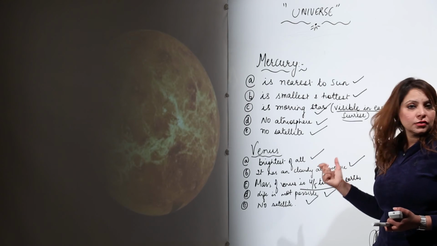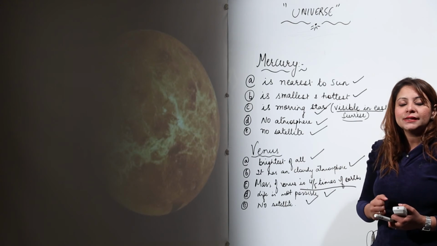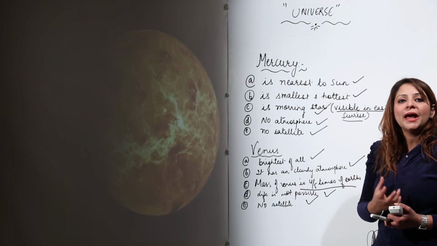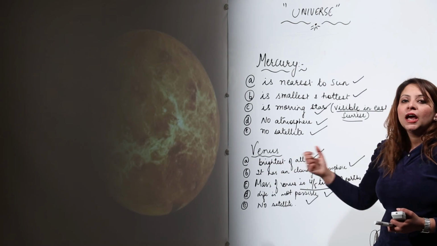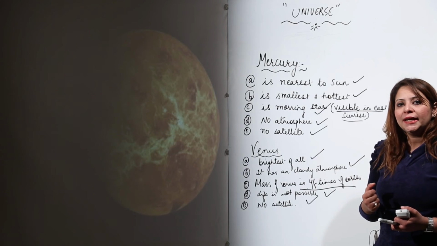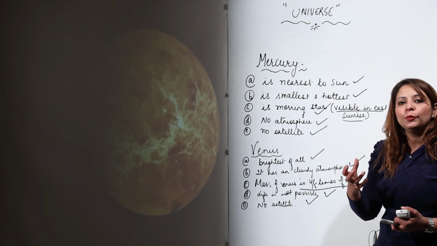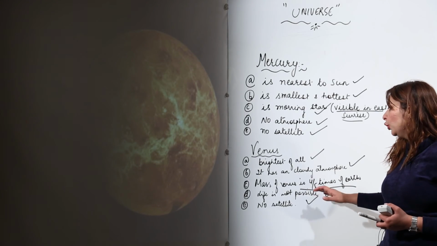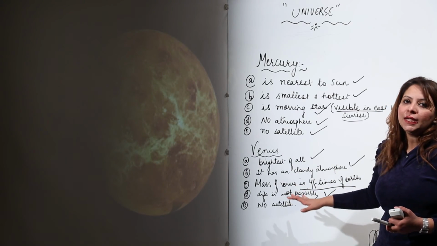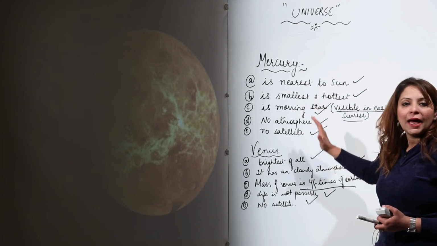So you can get a question like this on the basis of Venus: name the planet which is brightest of all. So you should know that it is Venus. Or you can get a question like this: name a planet whose mass is 4/5 times that of Earth. So again the answer is Venus. And moreover you should know that it has a cloudy atmosphere. So this is Mercury and Venus.